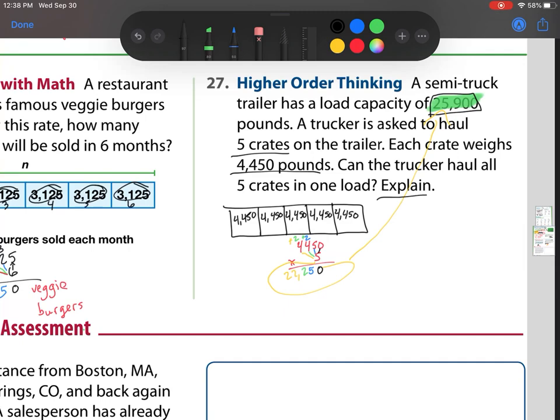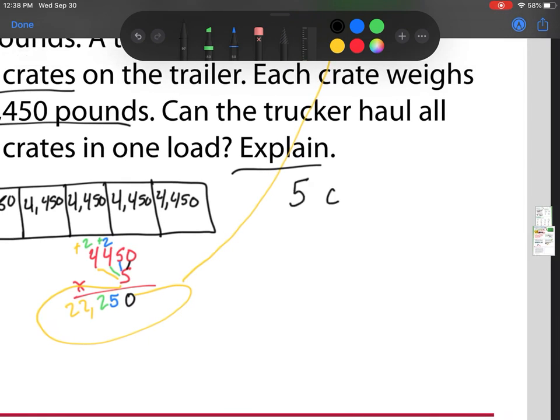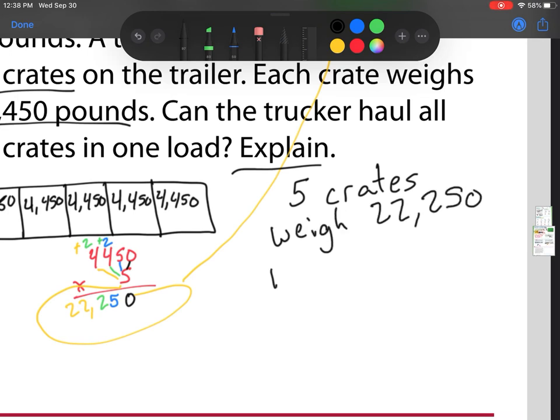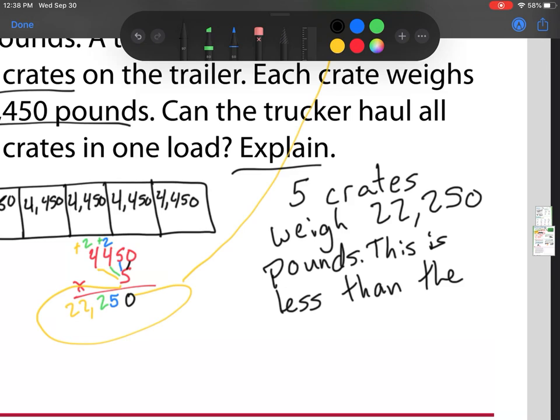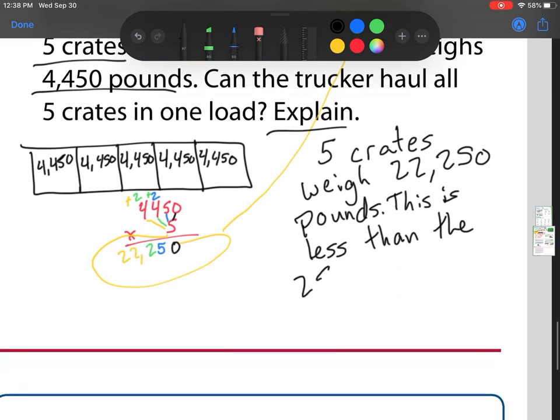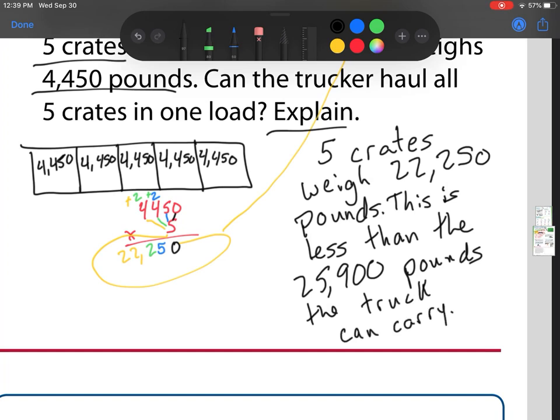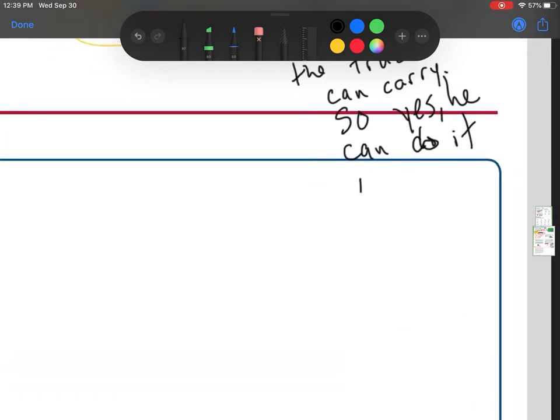So this is going to be my sentence since it says explain. I'm going to put 5 crates weigh how much? They weigh 22,250 pounds. This is less than the 25,900 pounds the truck can carry. So yes, he can do it. Man, I didn't do a good job planning it. Do it in one trip or one load.